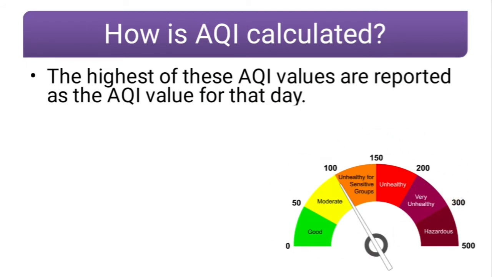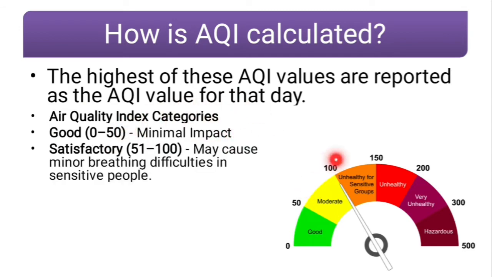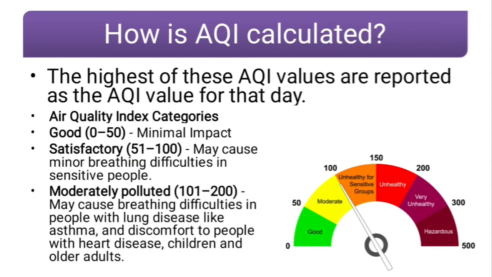So this is the meter. Air quality index categories. So from 0 to 50, the category is good. This is a minimal impact category. Then 51 to 100, this is satisfactory, may cause minor breathing difficulties in sensitive people. Then moderately polluted, that is from 100 to 150. Many times cities like Mumbai and Bangalore, you will find them in this category, 100 to 150.